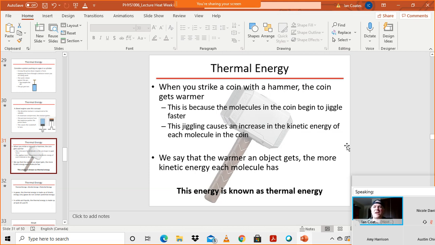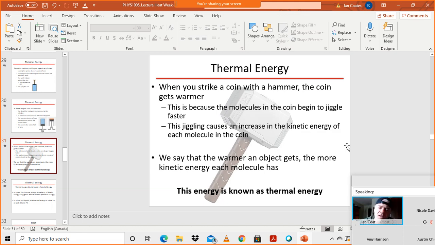When you strike a coin with a hammer, the coin will get warmer. This is because the molecules in the coin begin to jiggle because you've whacked them. This jiggling causes an increase in the kinetic energy of each molecule in the coin. We say that the warmer an object gets, the more kinetic energy it has.